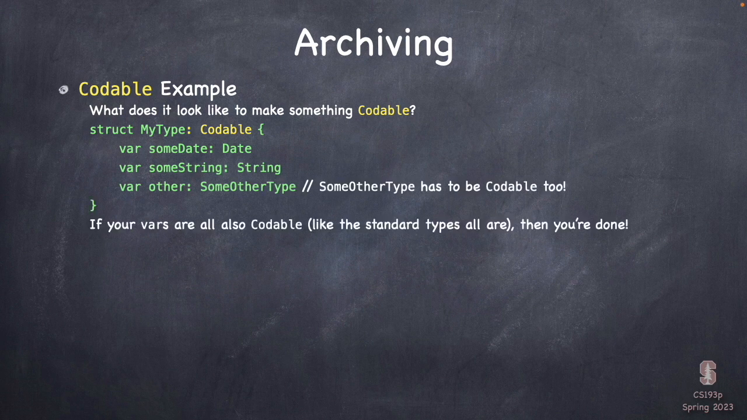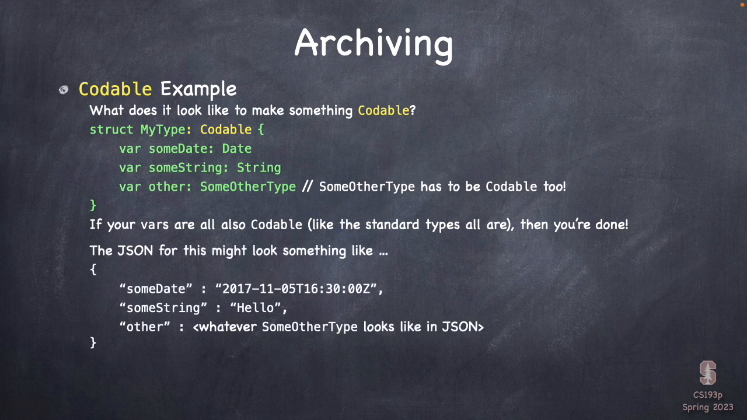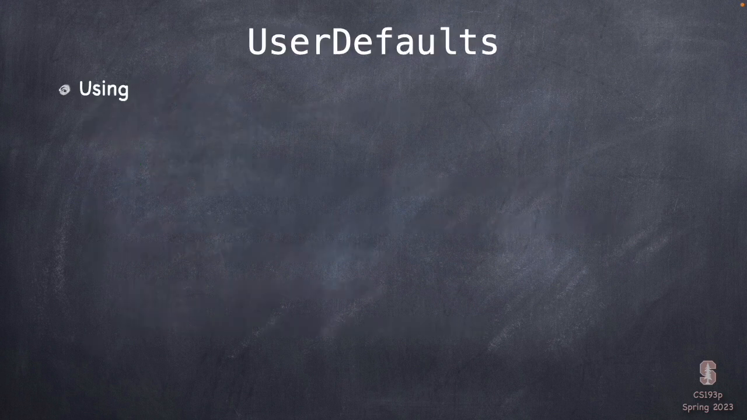So what does it look like to make something codable? Well, you just put :codable on the end of it there. You can see these bars are all codable because I'm saying that some other type is also codable. And the JSON probably looks something like this. This is what JSON looks like. It's got a lot of curly braces and colons and commas and all that stuff. But that would be the JSON for that thing.